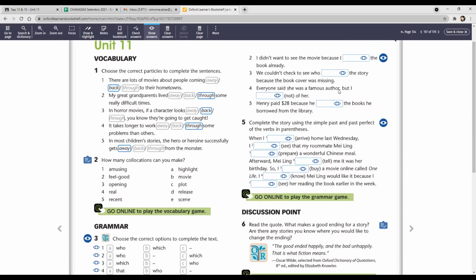Then you have 5 questions. And number 5, complete the story using the simple past and the past perfect of the verbs in parentheses. So here you have a mix, okay, guys? It can be either the simple past or the past perfect. All right, this is what you have to do.